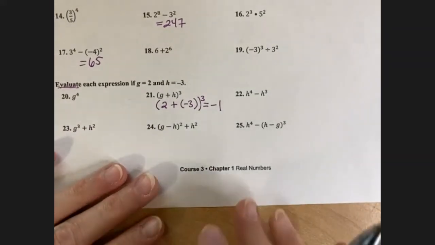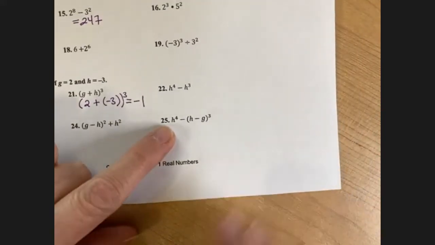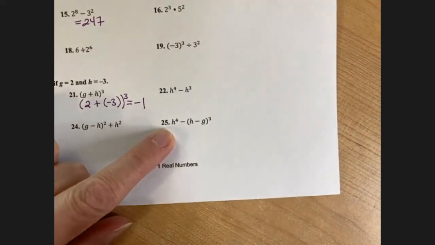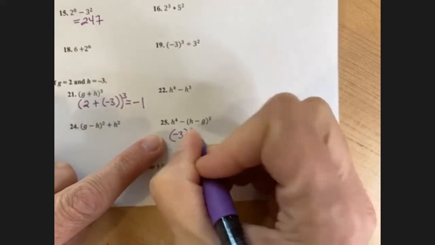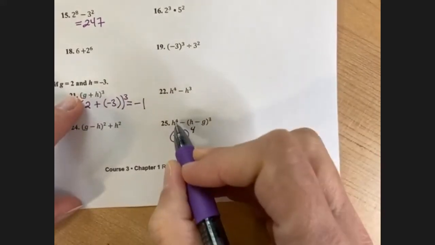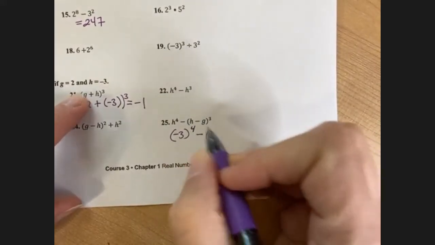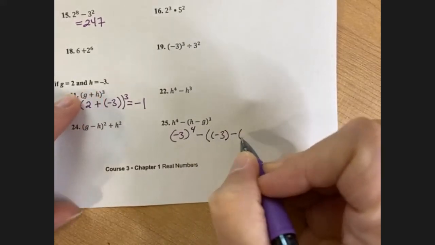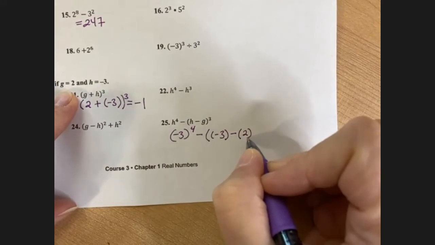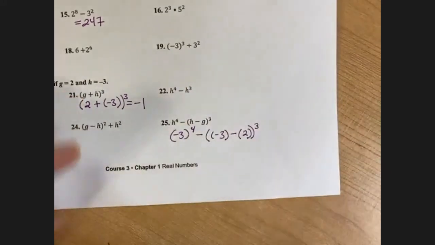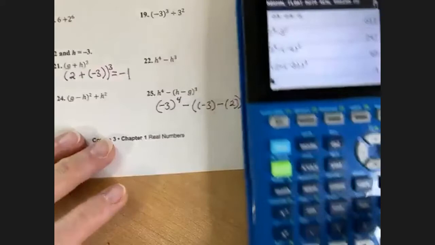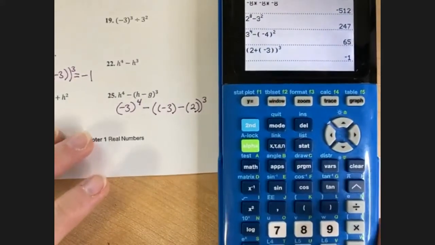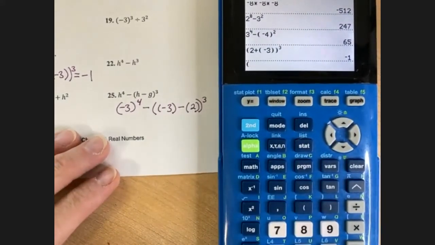I'm going to do one more with you guys because it's tricky, and that's this one here. So we got h, which is -3, raised to the fourth power. You're just plugging it in, minus h again, which is -3, minus g, which is a 2, all raised to the third power. And be a little parentheses happy, that's what I mean by having all these parentheses, you can ensure your answer is going to be correct.